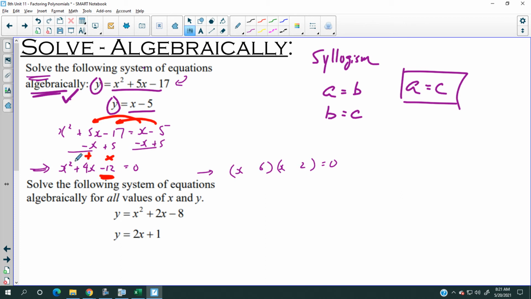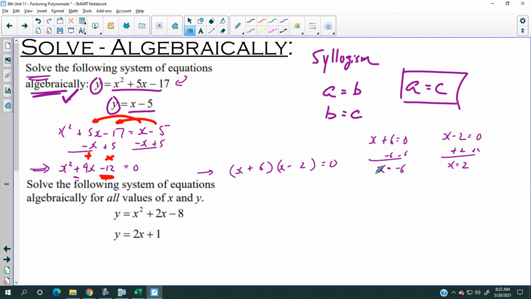So who's going to get the positive sign and who's going to get the negative sign? Look at the sign in the middle, right? So positive 6, negative 2. Now I'm going to solve it against 0, so I'm going to write down my two equations, right? So x equals negative 6, plus 2, x equals 2.